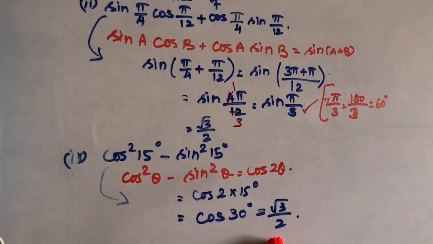What's the value of cos 30? It is similar to sin 60, isn't it? Girls, you should be very clear and thorough about the ratios and the values. Cos 30 degrees is equal to root 3 by 2.